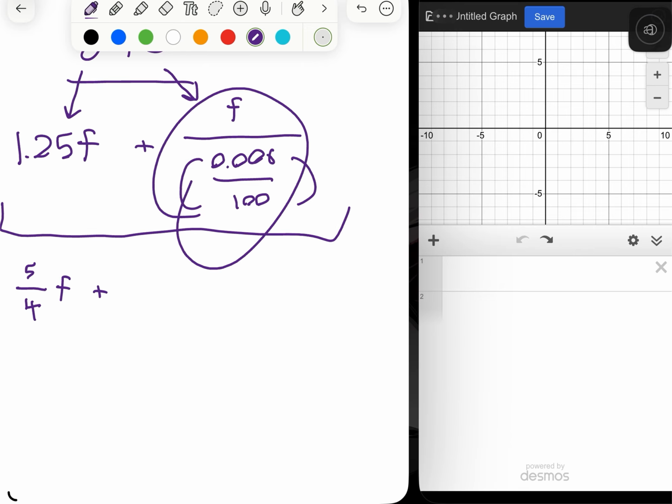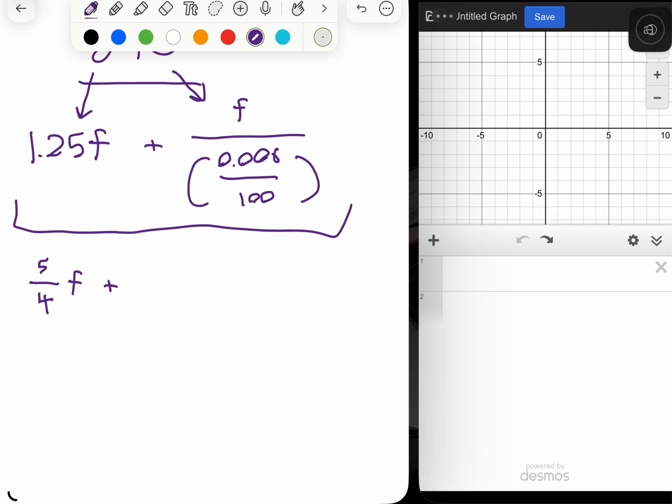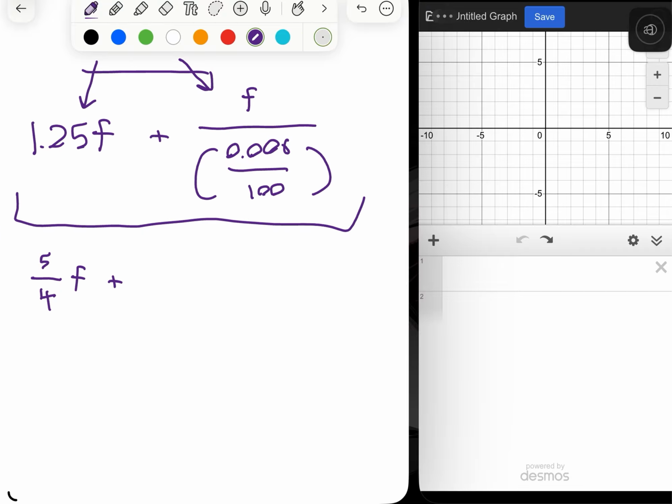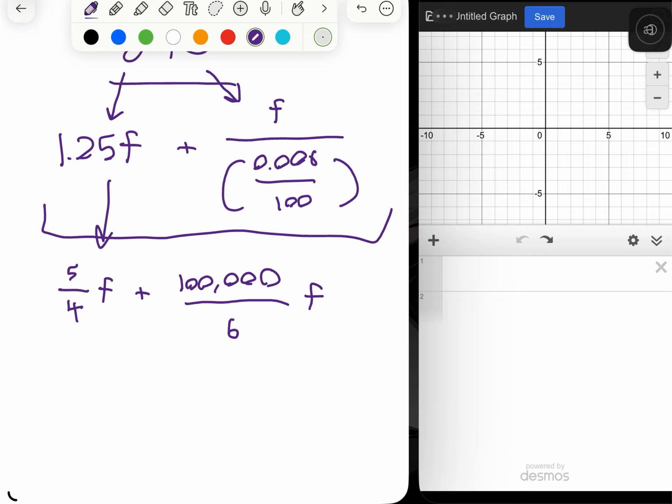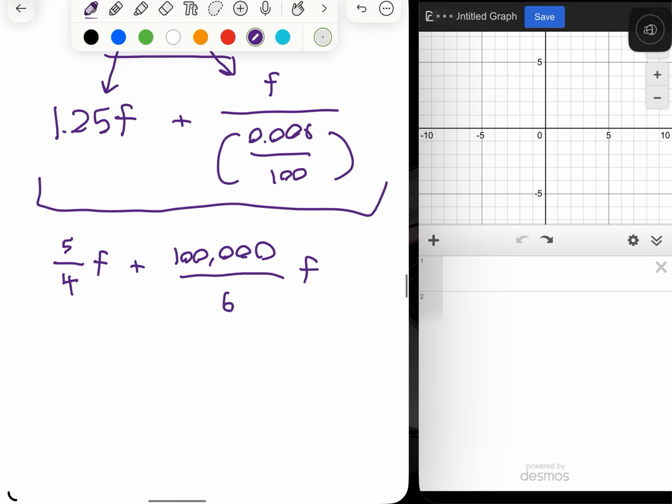and this part here, I just know through mental math that this is going to be 100,000 over 6 times f. So if you see here, I'm just translating everything into a nice improper fraction. And once again, you don't have to do this, but I like doing it because it just makes more sense to me.